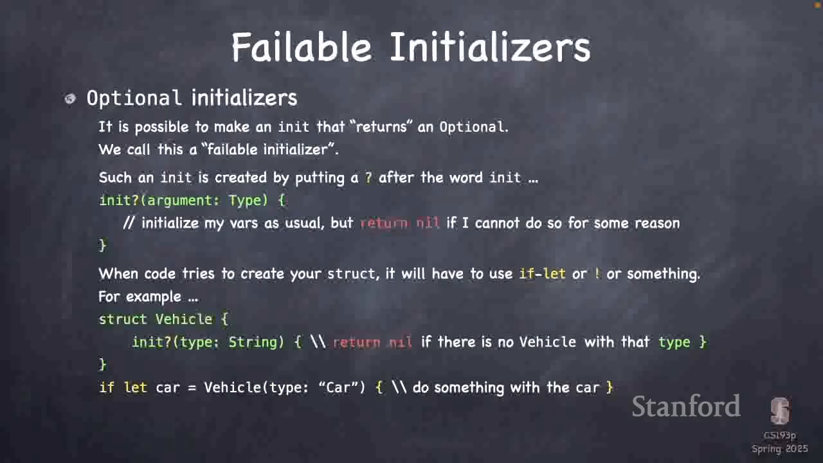So, for example, I have a struct Vehicle that has a failable initializer. It takes a type string, which is the type of vehicle, like "car" or something like that. And if there's no such thing as a "car", then it would fail. So someone creating a vehicle has to say if let car equal Vehicle of type car, then do something. If Vehicle of type car doesn't fail, it doesn't return nil, then you can do something with the car. Otherwise, not.